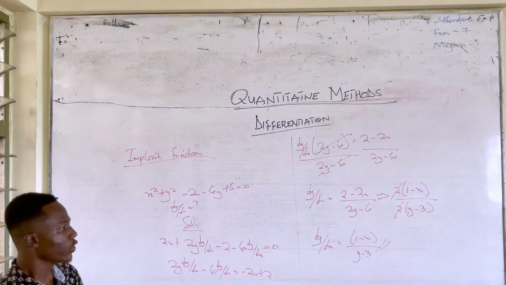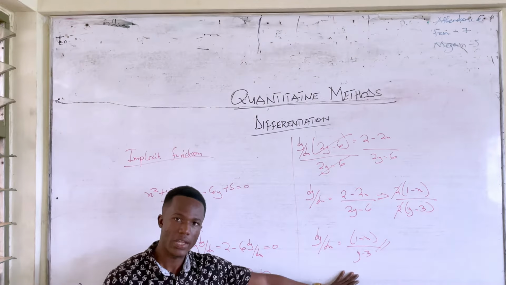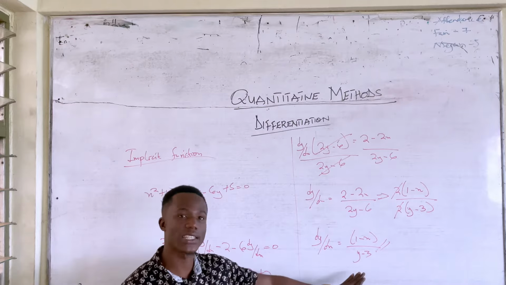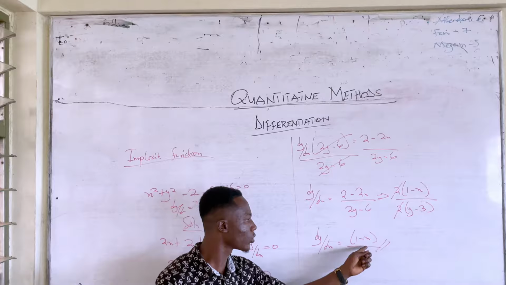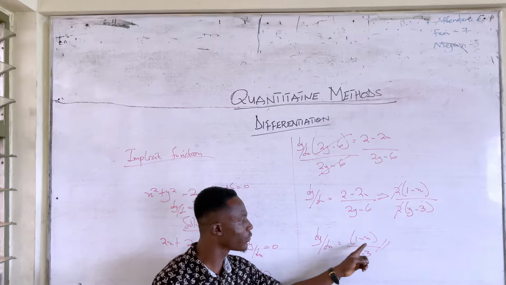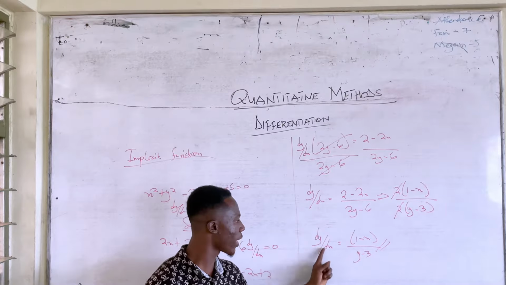So in this case, this is the first differential, and if you are asked to calculate the second differential, you see this is the first differential, so you need to differentiate this one again to get d squared y over dx squared.